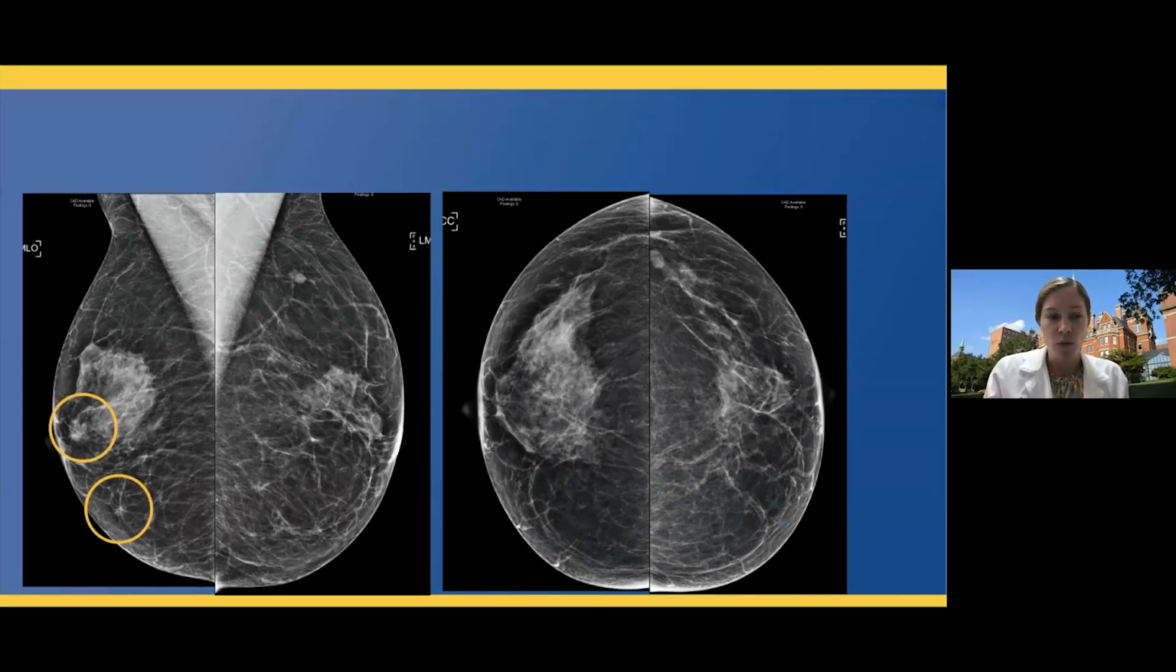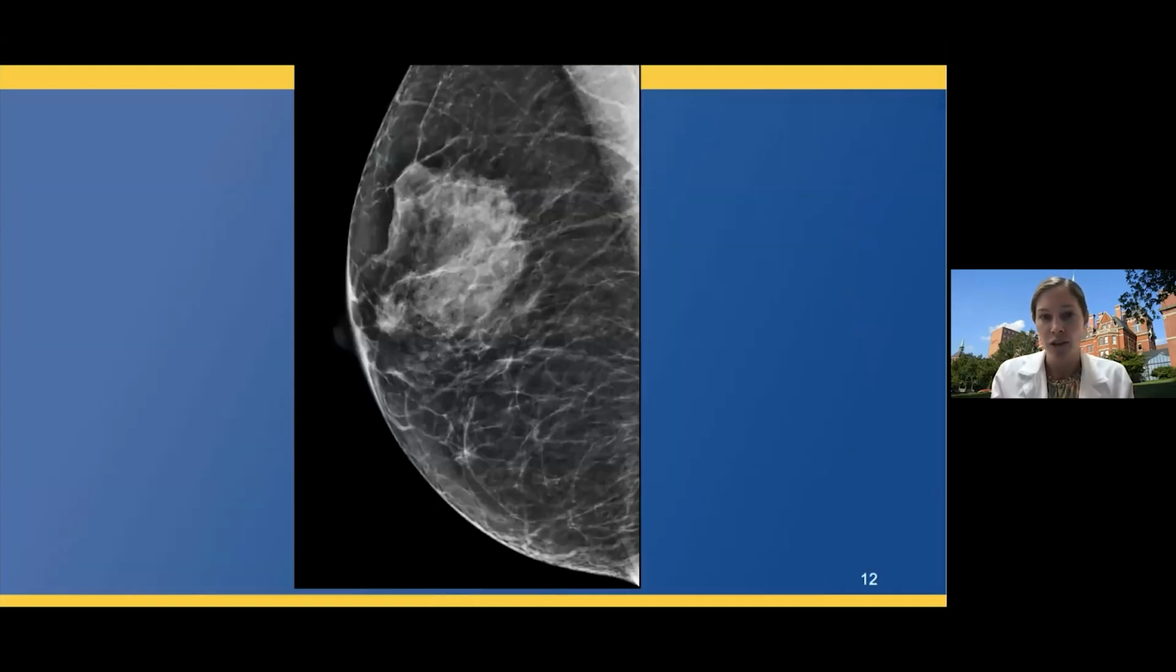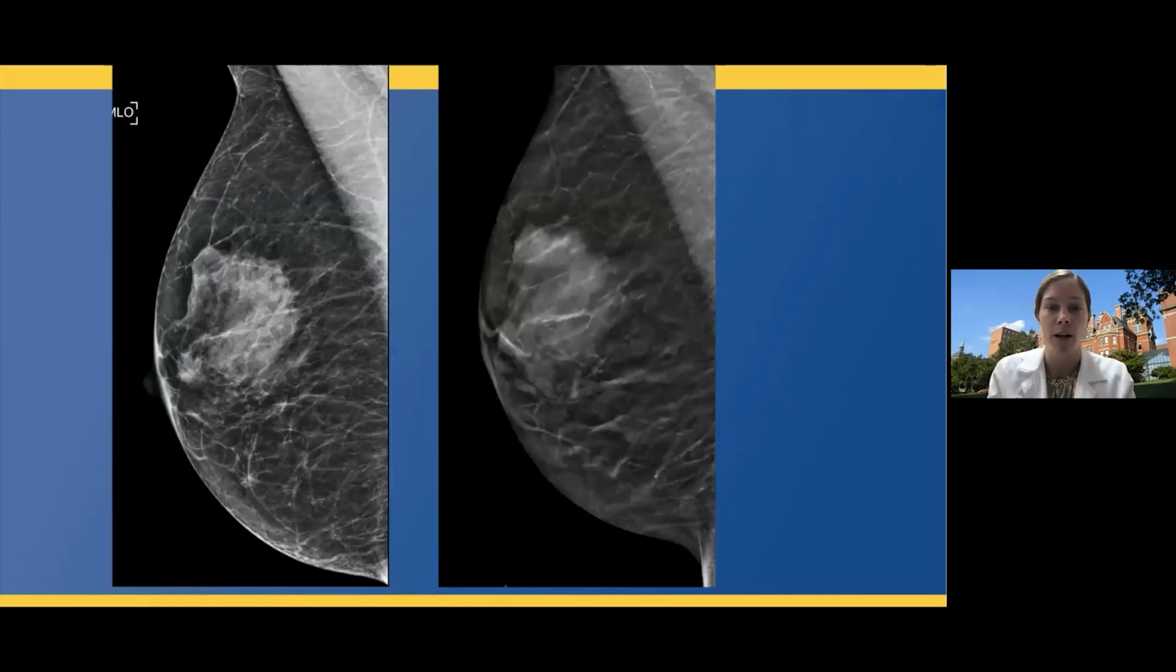This patient was noted to have two asymmetries on her right MLO view. I just have a zoomed in view. This is still that 2D mammogram, the full field digital mammogram without tomosynthesis. And these two different findings were identified. So the patient was recalled for a callback mammogram. In our institution, we always do callback mammograms with tomosynthesis.